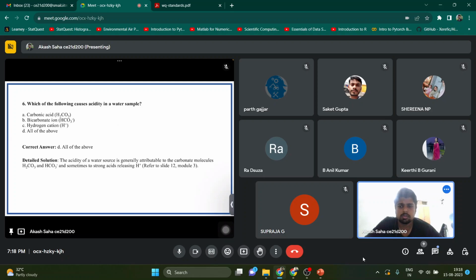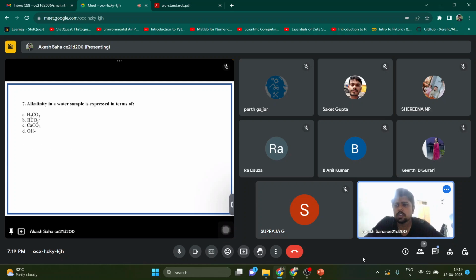Okay, so all these three impart acidity to the water sample. Okay, so the next question is: alkalinity in a water sample is expressed in terms of H2CO3, HCO3 minus, CaCO3, or OH minus. Please read the question carefully.